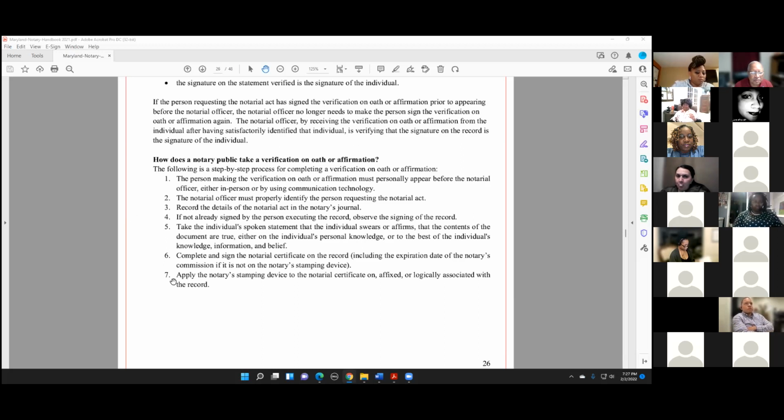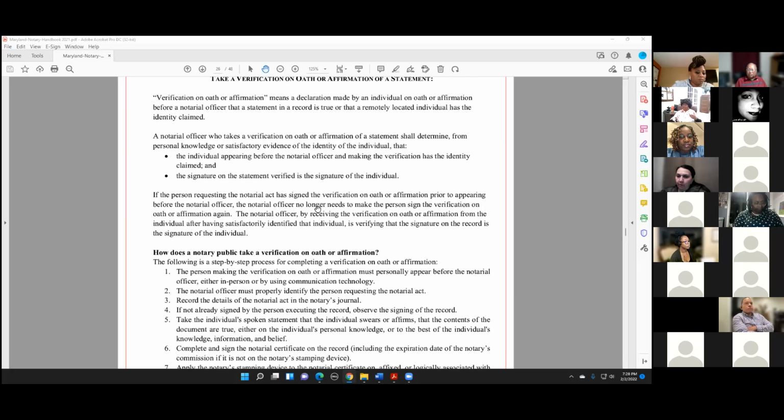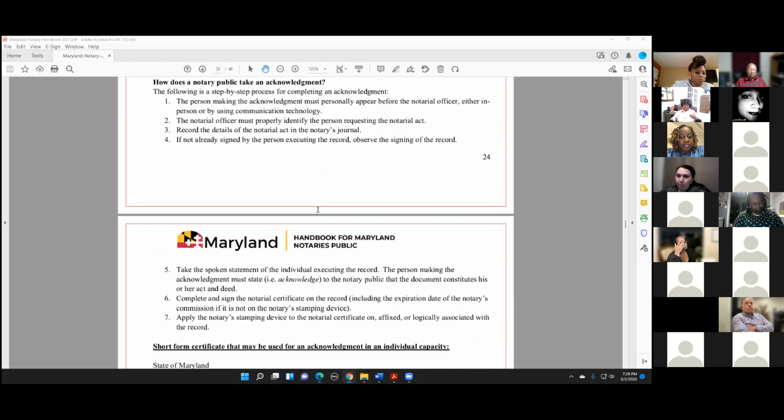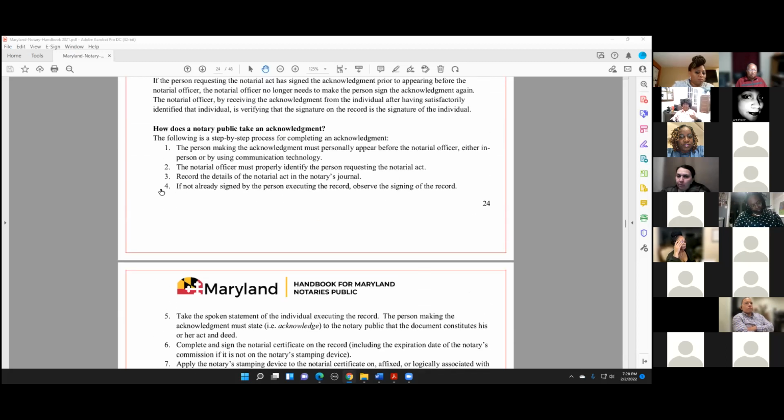These are the steps. So look at number 4. Is that what you were referencing? Right, so that's for the verification, oath or affirmation. And if we go back up here, let's see what it says for number 4, for the acknowledgement. What does it say? Already signed by the person. The same thing, right? Okay.